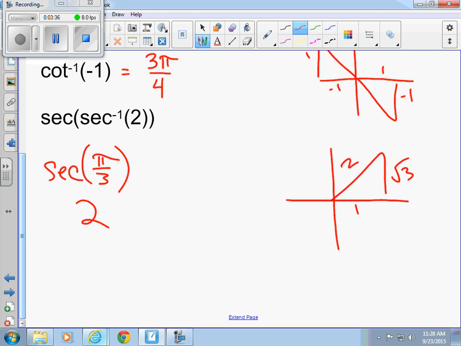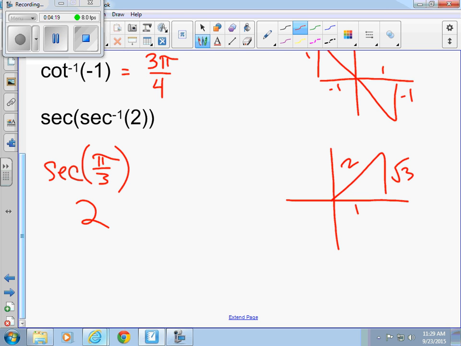Go on my unit circle. No, because that's not secant. How do you find secant? Secant is the reciprocal of cosine, right? What's cosine? Okay. So what is cosine? Okay, let's listen to that again.